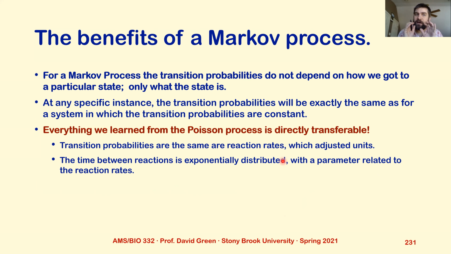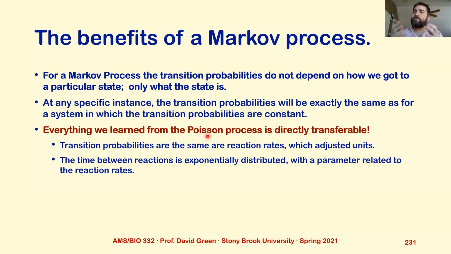One of the foundations of the methods that we're going to use is this concept that the chemical master equation is a Markov process. And what this means is the transition probabilities don't depend on how we got to the state. They only depend on what the state is. The reaction rates, the probability of a reaction, only depends on where we are right now, and therefore everything that we learn from a Poisson process is directly transferable.